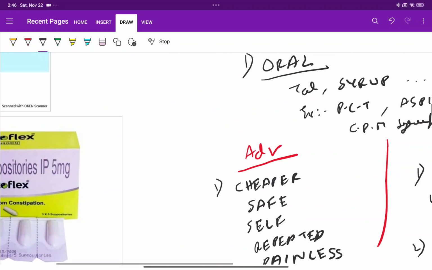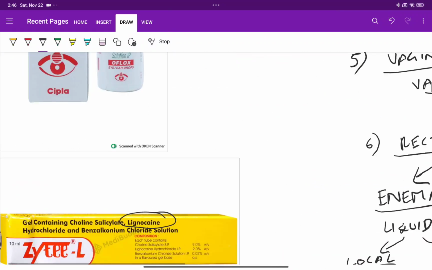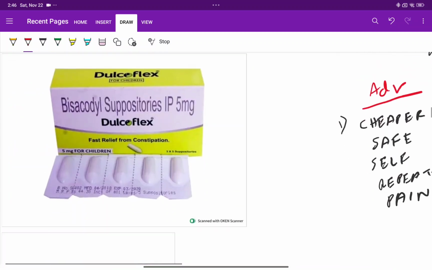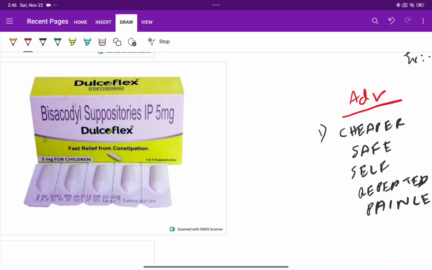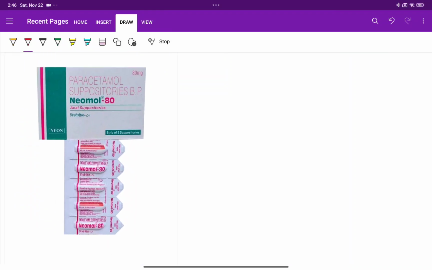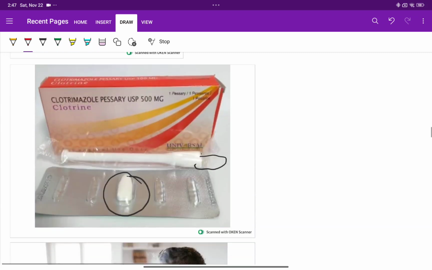Before moving on, I will show you a few images. See, this is the enema solution we inject into the rectum for local action like the soap water enema, or for systemic action like a diazepam enema. This is a suppository, a bisacodyl suppository. It is inserted into the rectum to relieve constipation. One more is the paracetamol suppository. It's a common drug used in the pediatric age group for fever. It has a systemic effect.